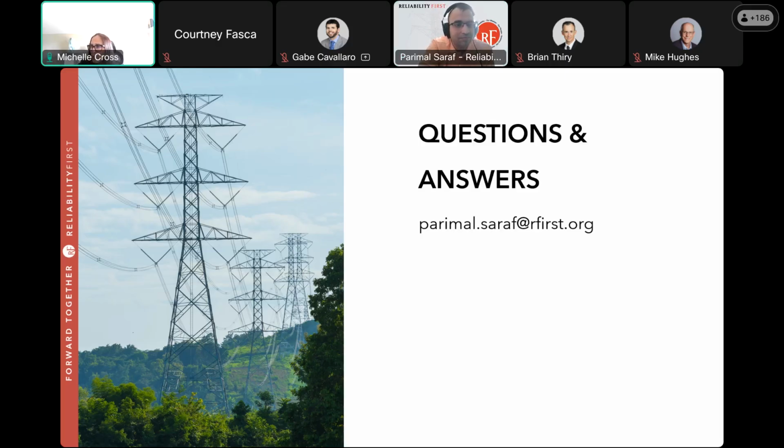Next question: could a weak grid condition exist within a strong interconnected grid with lots of synchronous generation, such as what is seen in the Eastern Interconnect? Did you say weak grid? Yeah, could a weak grid condition exist within a strong interconnected grid? No, I mean, typically not.